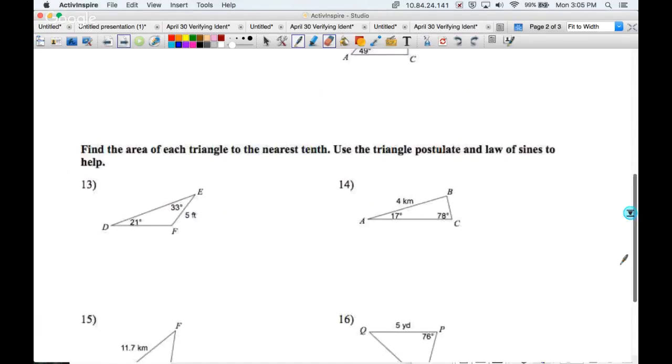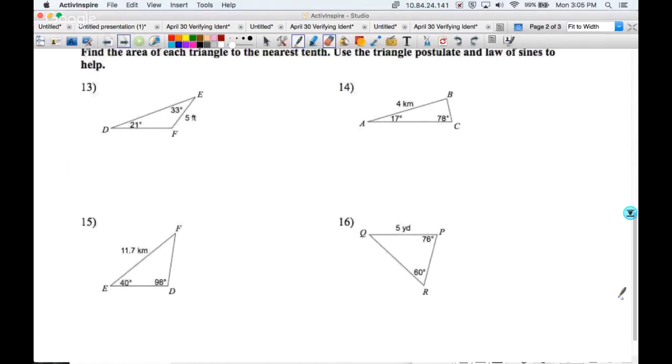All right, last question type I want to go over. I did a different one for each class. I don't think I've done 14 yet, so we'll do 14. Find the area of the triangle to the nearest tenth. Use the triangle postulate and the law of sines to help. So in order to use my formula for area, I need two side lengths and the included angle. So I've got one side length and these angles here. If I find this side length here, I'll label it lowercase b, then I'll have two side lengths and the included angle, that's 17 degrees.